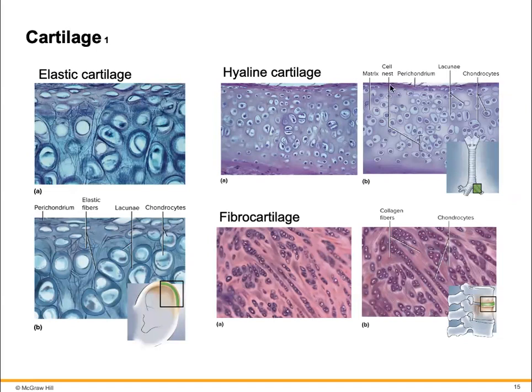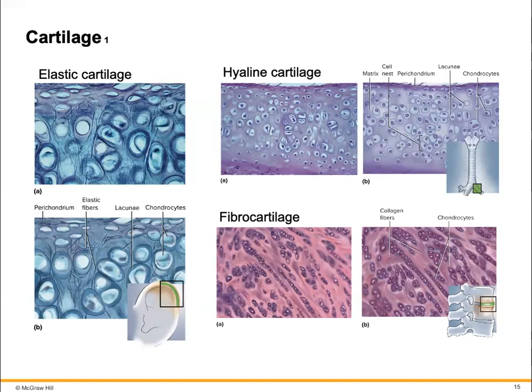Now, hyaline cartilage, which is pictured in the upper right-hand side, it has this clear glassy appearance to it. And it's because of the fineness of the collagen fibers that you find in the extracellular material. And where it functions is typically in articular cartilage, which is at the ends of long bones. You also find it in your costal cartilage, which is the cartilage that connects your ribs to your sternum. It's found in the trachea, the larynx, and in the fetal skeleton.